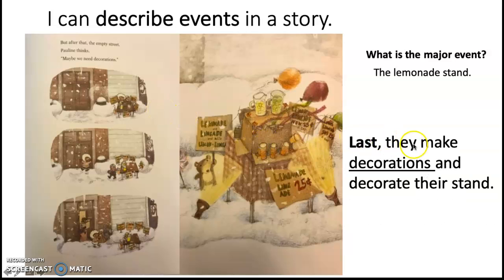So last, they make decorations and decorate their stand. Here's where I found that they need to make decorations. And here I can see all the cool things that they decorated on their stand. Look at these lights. That's a pretty cool lemonade stand.